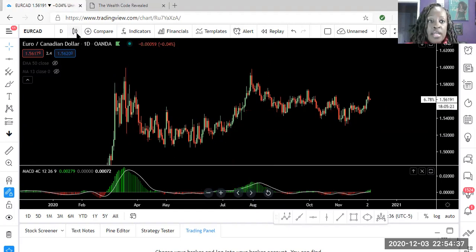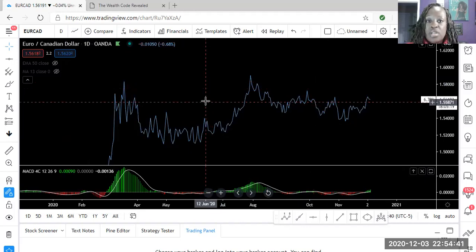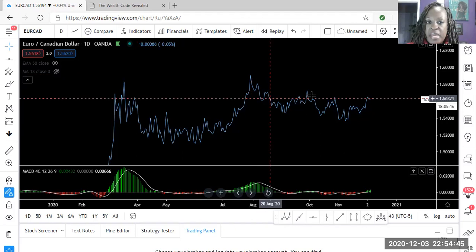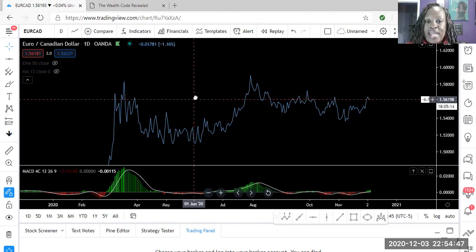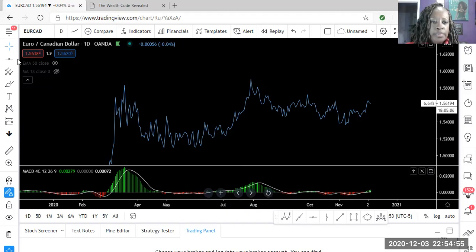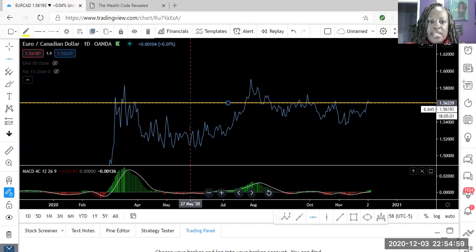Now, what you can do is drop down to the line chart so that you can reduce all of that, and you look for the peaks. See the peaks, peaks, peaks. Now, what I like to do is identify my peaks, and you're looking for peaks generally in the same area. So you want to grab your horizontal line, and what are we doing? We're just identifying support and resistance. That's all we are doing.